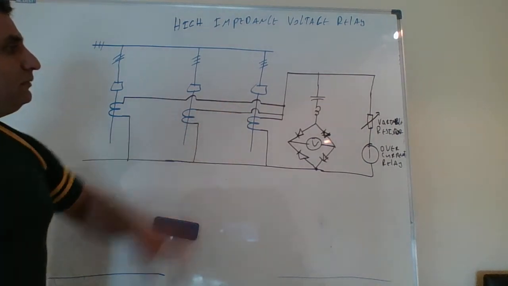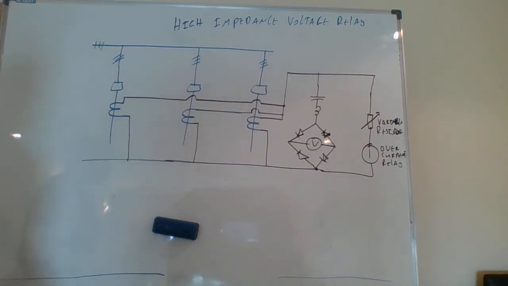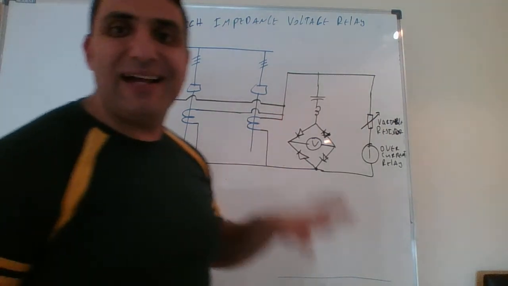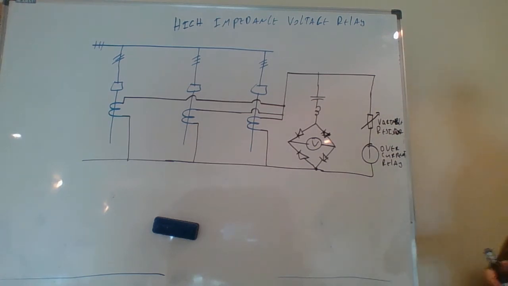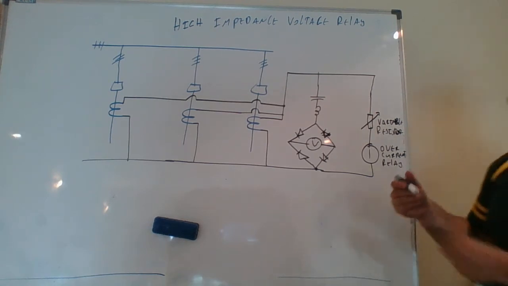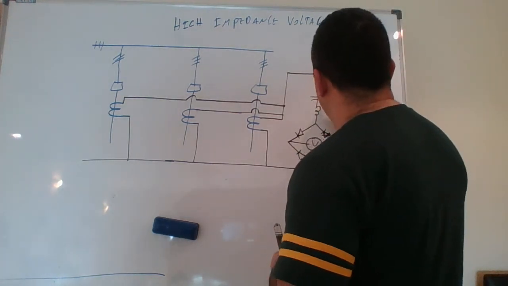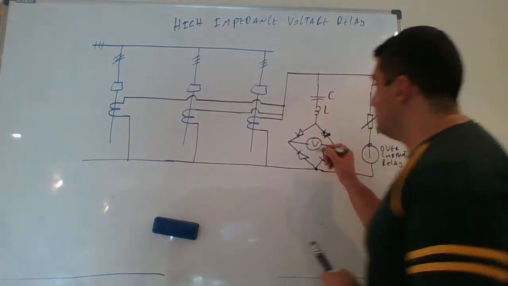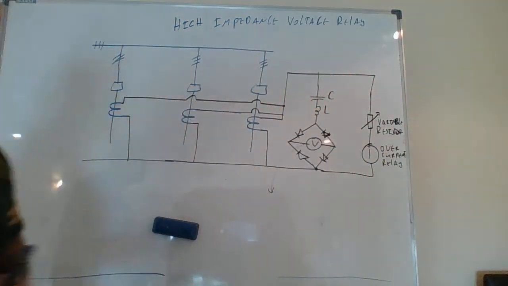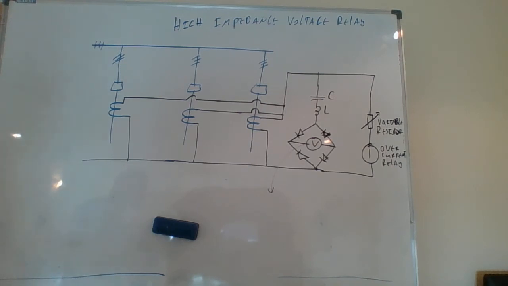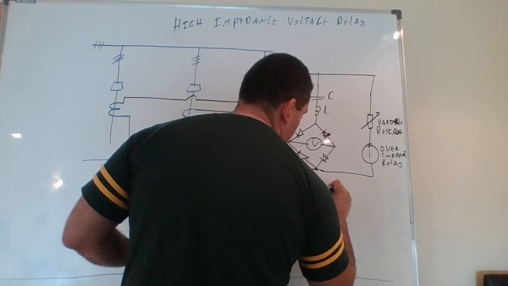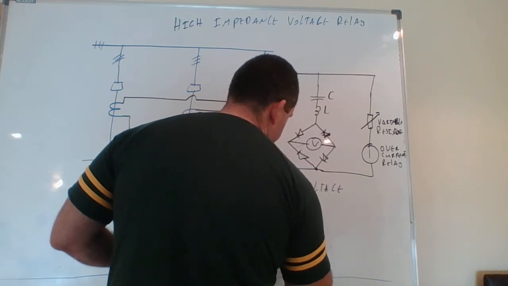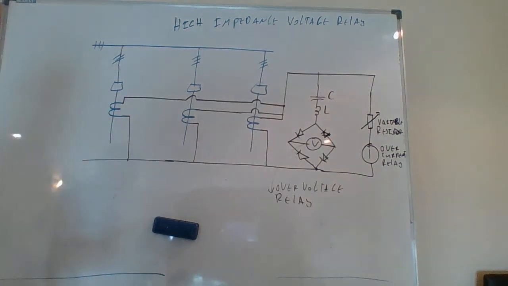So the whole idea, because of this issue of saturation, especially under extra high voltage, is that we designed a high impedance voltage relay where there's a variable resistor, an overcurrent relay, a capacitor, an inductor, a diode, and this is your overvoltage relay.